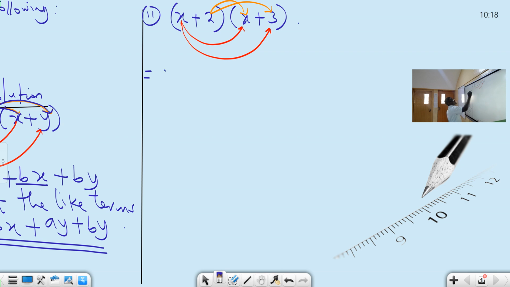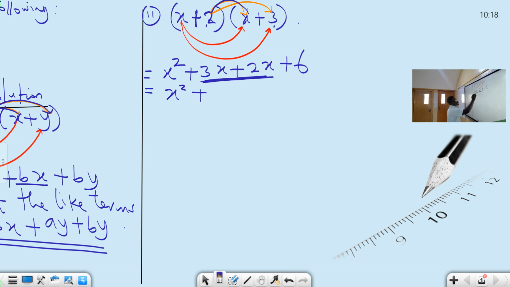So let's do that. That gives you x times x is x squared, that is x raised to power 2, plus x times plus 3, x times positive 3, that is positive 3x. Then we go again, plus, take the sign, plus 2 times x, because this 2 is not standing alone, it's going with this sign. Positive 2 times x, that is positive 2x. Then positive 2 times positive 3, that gives you plus 6.